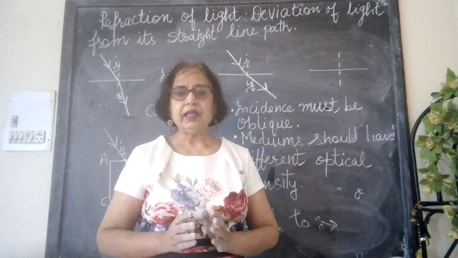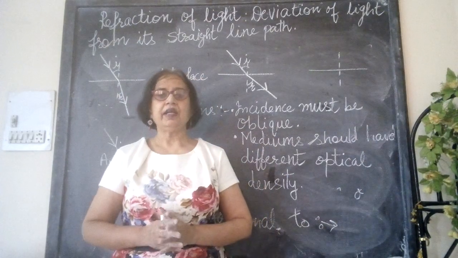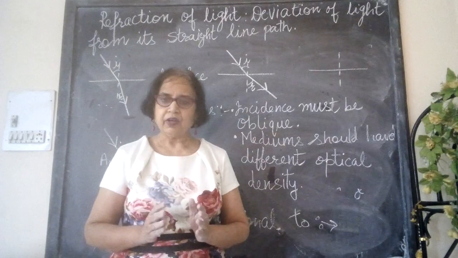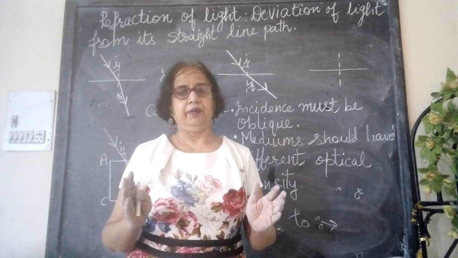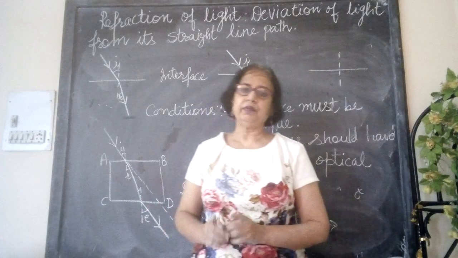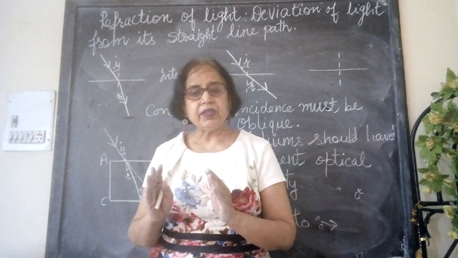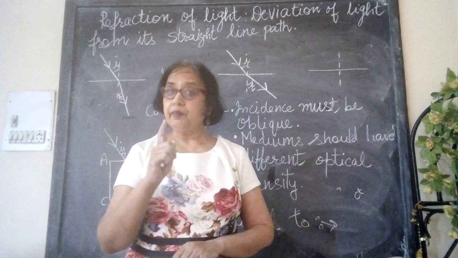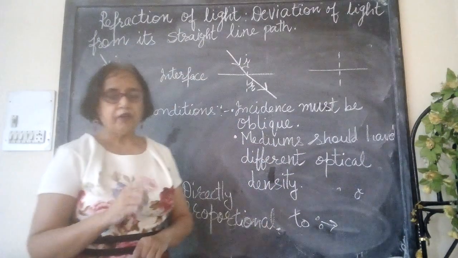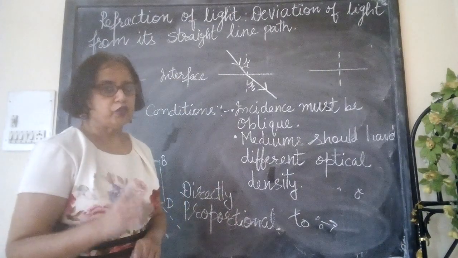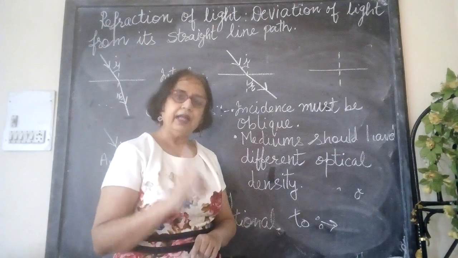Now what is optical density, students? Optical density is measured in relation to the speed of light in a particular medium. If in a medium the light travels faster, it is said to be optically rarer, and the medium in which the ray of light travels slow is considered to be optically denser.